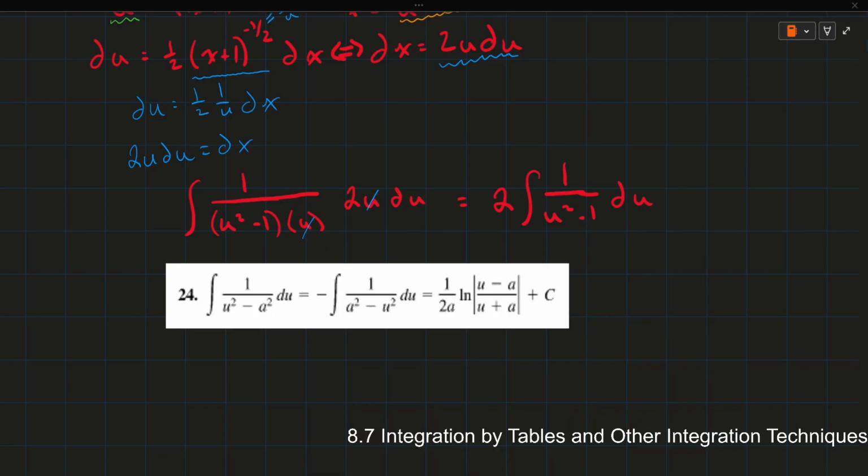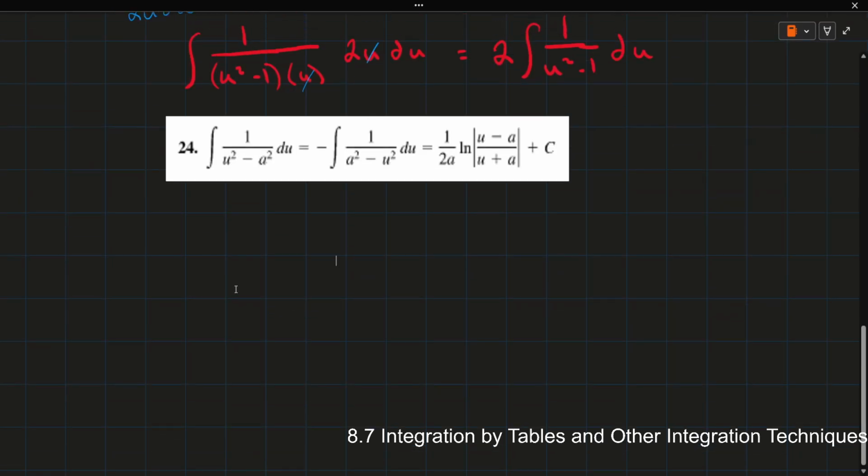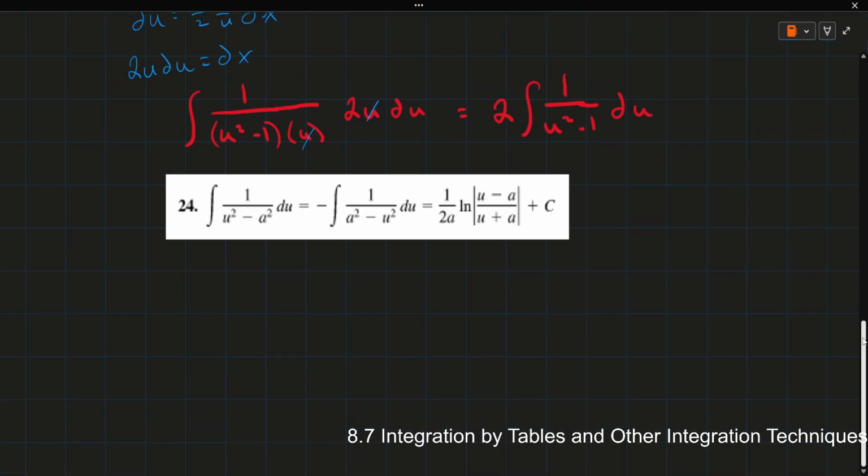There we go, and we're back. So let's take a look. Now we have 1 over u squared minus a squared, where our a value is just 1, and u is literally u in this case, and that's really the only substitution we have.